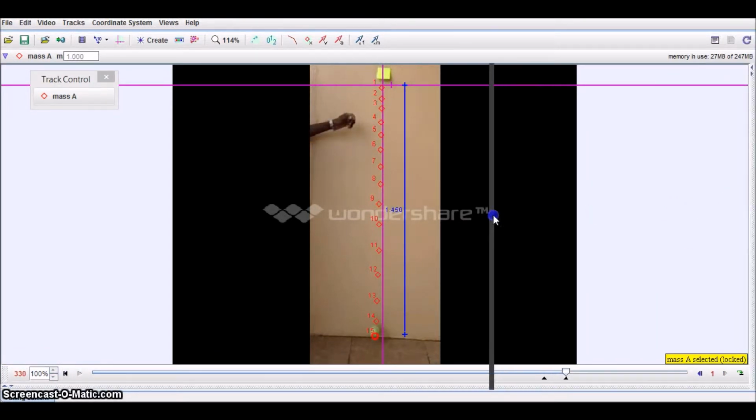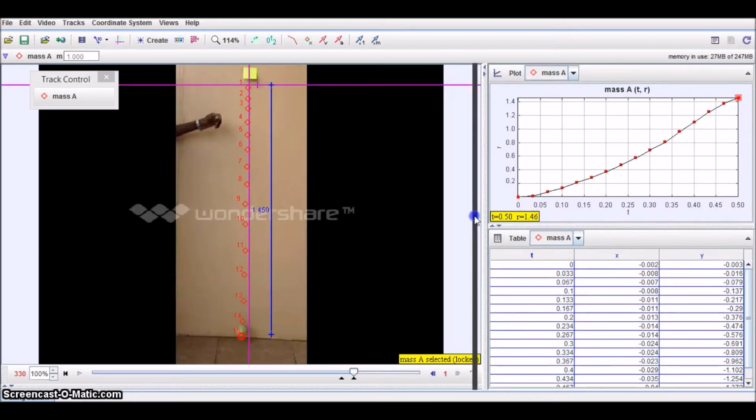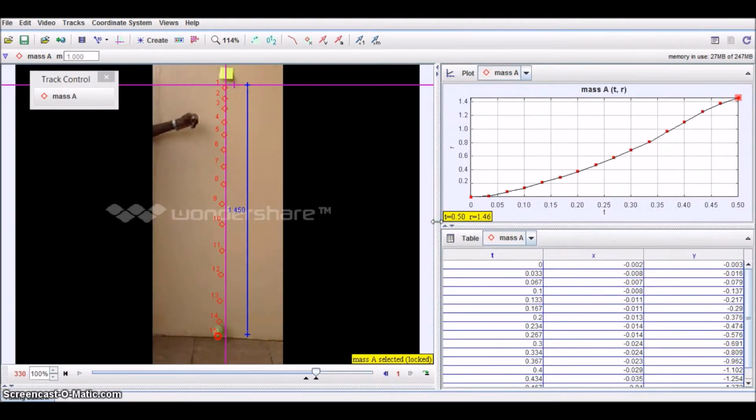And this here is the graph I obtained. As you can see, this graph is a curve. And by the way, it is a distance time graph. This slope is increasing. Therefore, the velocity is increasing with time. The object is accelerating.